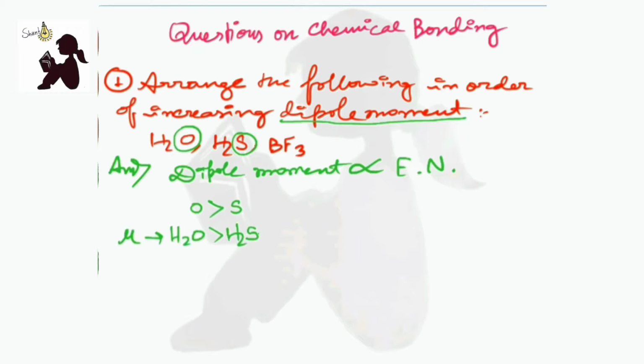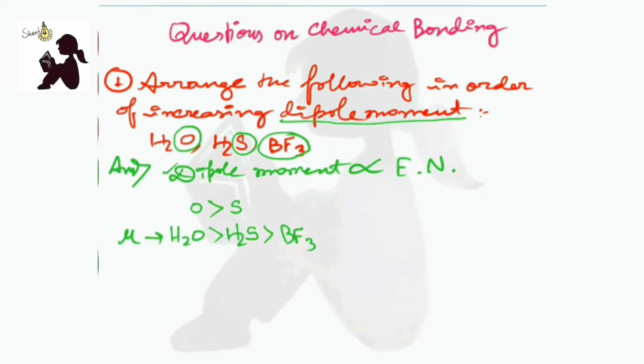Now this we can decide on our own according to this property. But in case of BF3, we have to know its value. In practical experiments, we have seen that the value of BF3 is less than these two. So it will be like this. So it's kind of a tricky question. So let's see the next question.